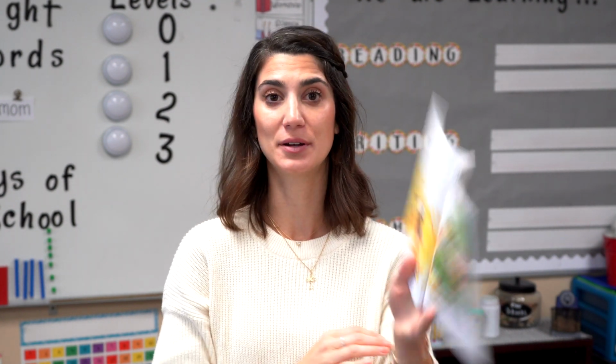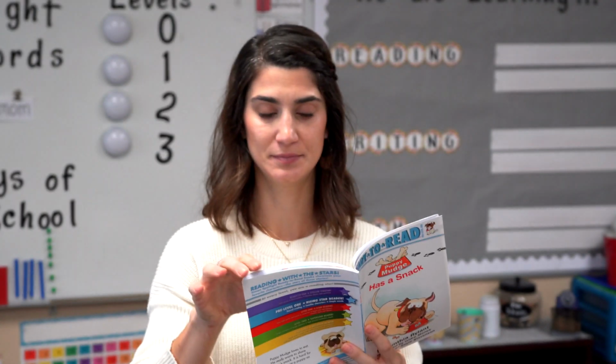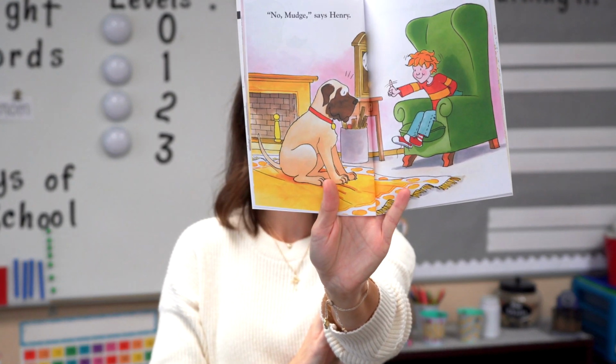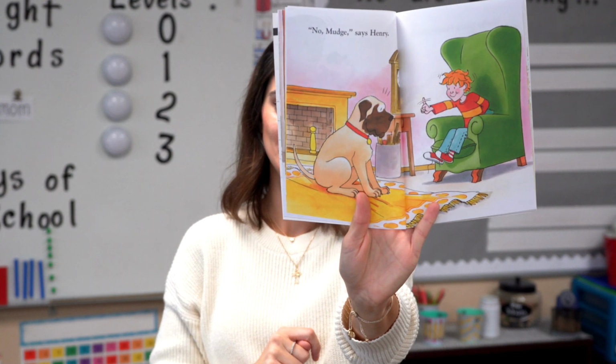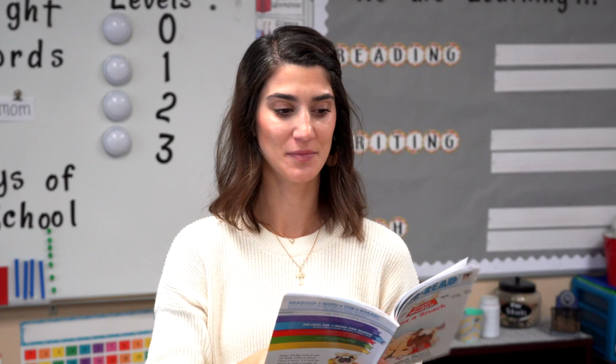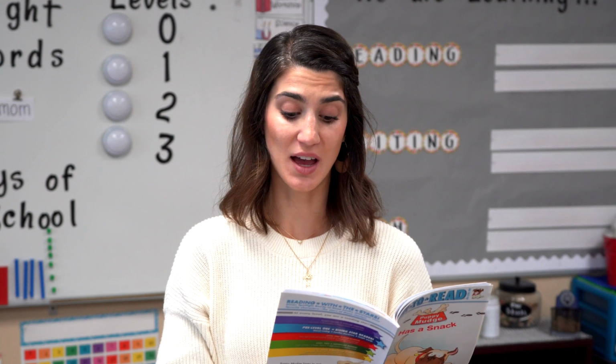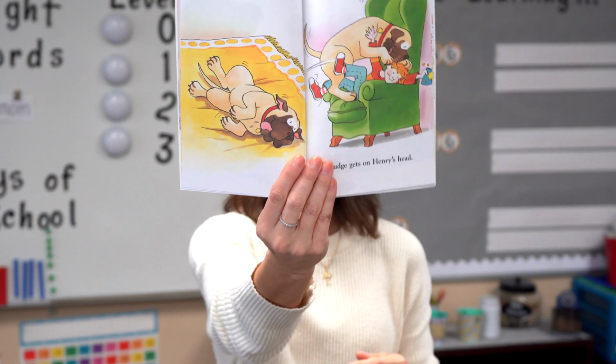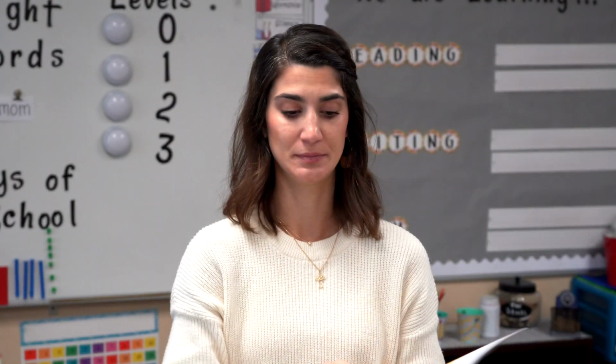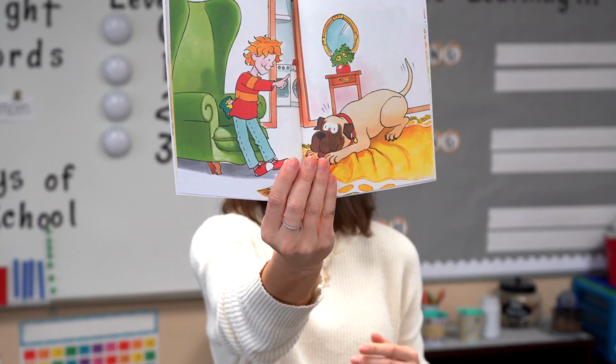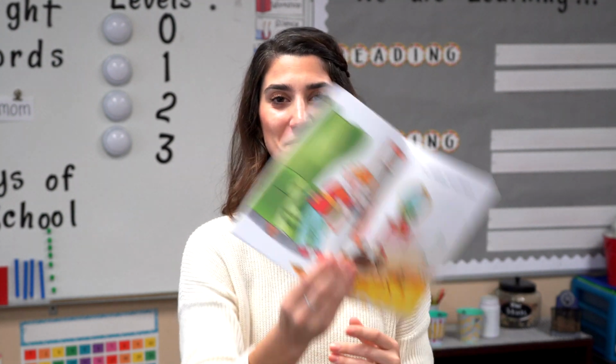Mudge gets on Henry's lap. No dialogue there. "No, Mudge," says Henry. Ding, ding, ding. Dialogue. All right, I'm going to read it again. "No, Mudge," says Henry. Mudge wants Henry's snack. Mudge gets on Henry's head. No dialogue there. "No, Mudge," says Henry. Oh, there's dialogue. All right. "No, Mudge," says Henry.